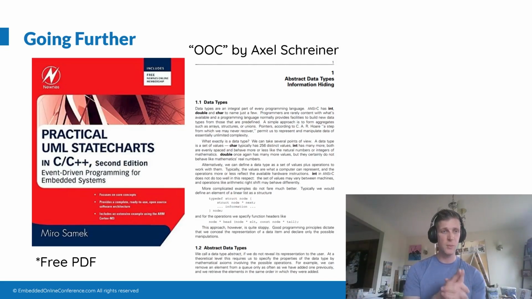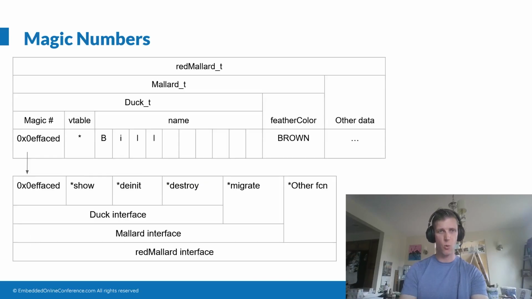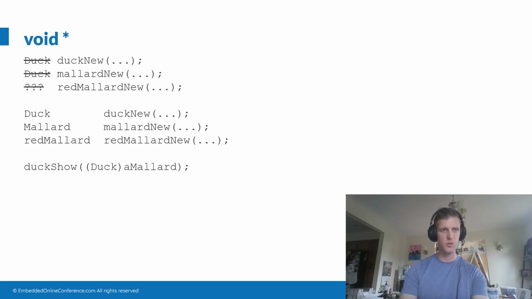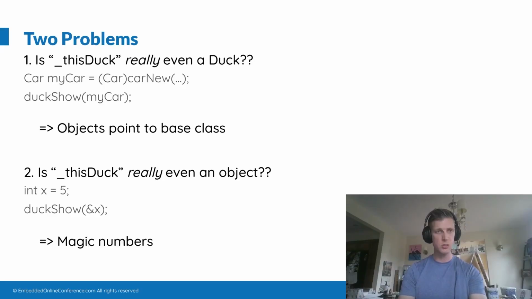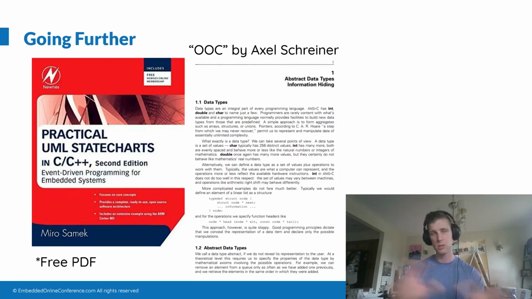On the left is a copy of Miro Samek's book, Practical UML State Charts in C and C++. And if I'm not mistaken, in that book, he opts for this style of inheritance where we are explicitly casting objects to one type or another. But he shows in that book how you can use that to build out full inheritance structures.